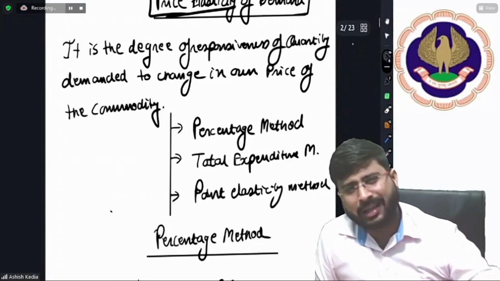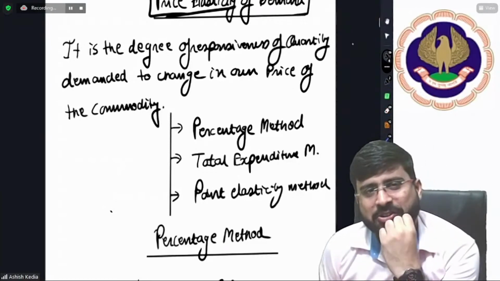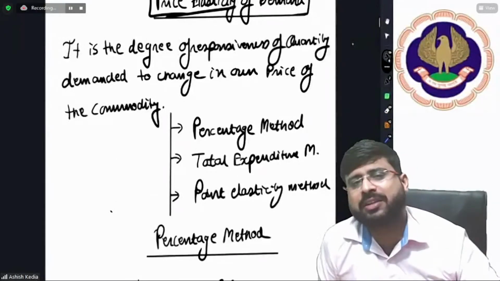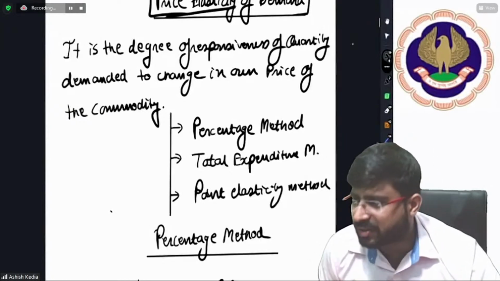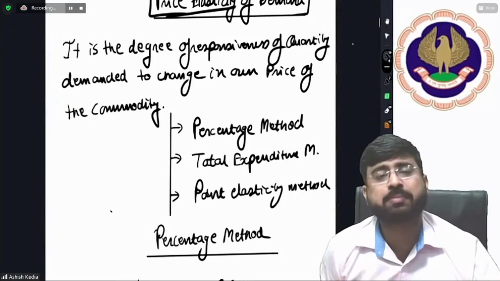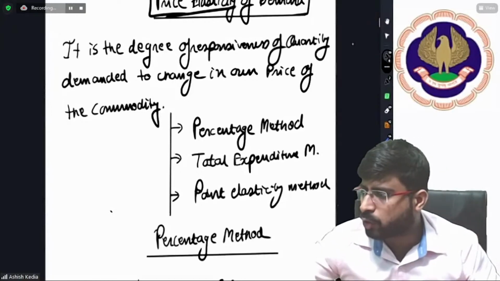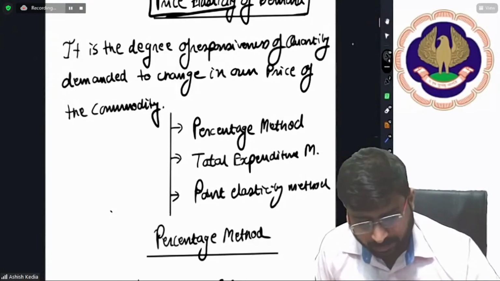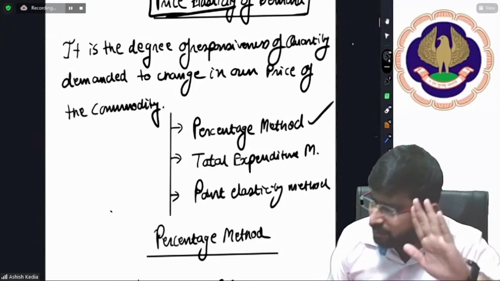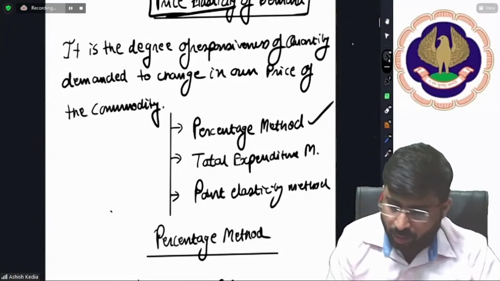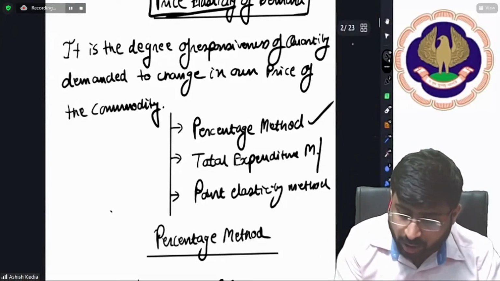Now let's move ahead. Let's pay attention, friends. Now the next question arises: how do we measure price elasticity of demand? How to calculate it, sir? If a question comes in the exam, let me tell you. Mainly speaking, there are 4 to 5 methods of understanding it. Let me sum it up for you. There is one thing called the percentage method. We will discuss all. Pay attention. Total expenditure method, which is also called the total outlay method.